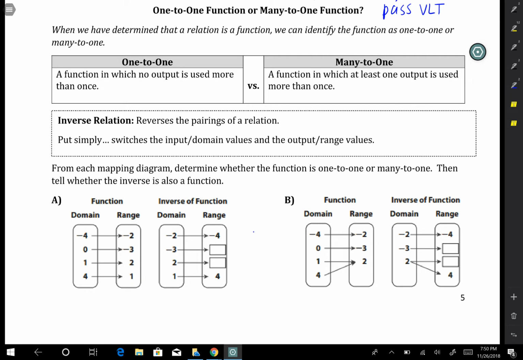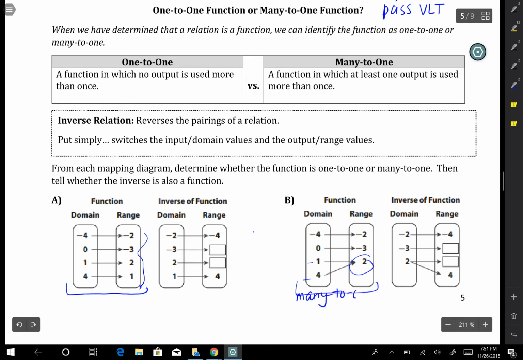Before we read about an inverse relation, if we look down here at these mapping diagrams, we can see that in letter A, every x value is going to exactly one y value. None of these y values are being repeated. However, in B, do you see that both 1 and 4 are going to the y value of 2? That means that this is many-to-one because many x values are going to the same y value. That's totally okay. You just can't have one x value going to two y values. And so this one over here is one-to-one.